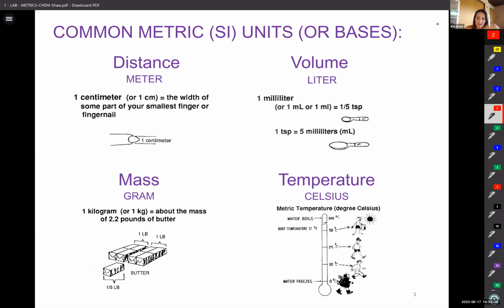In terms of SI units, there's some differences there. Meter is still the international unit for distance. But for temperature, for instance, the international unit is actually Kelvin rather than Celsius. Just some examples of the differences there.